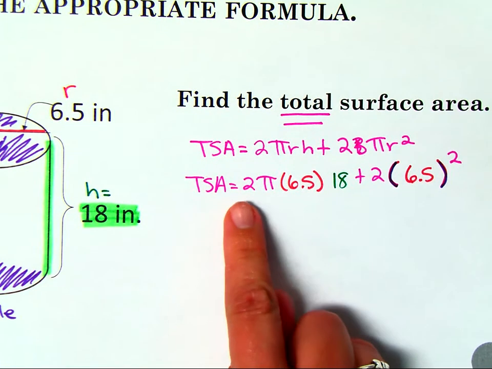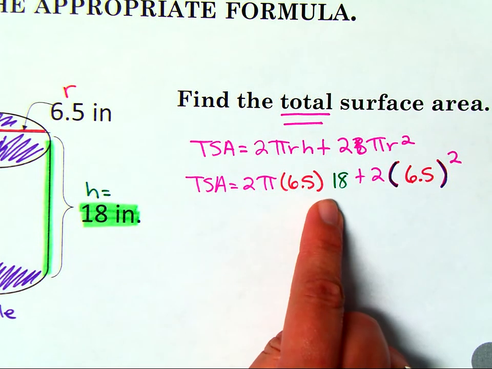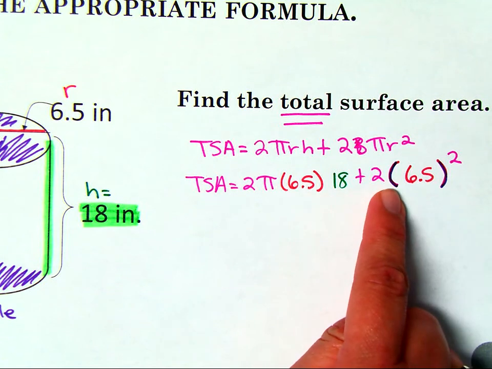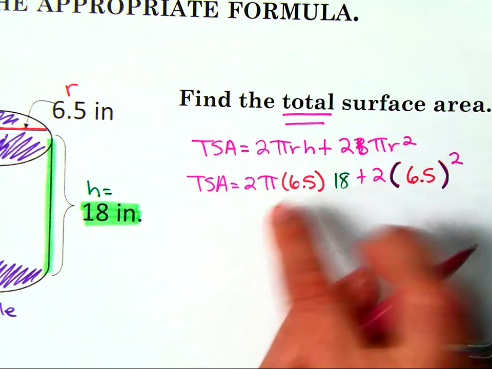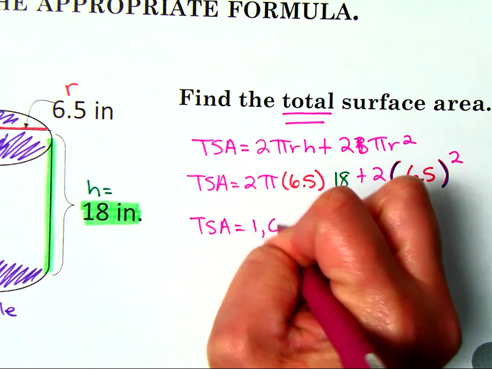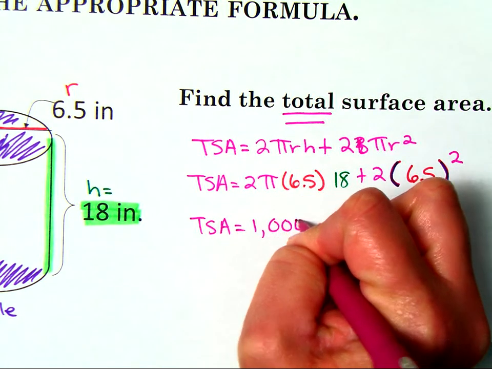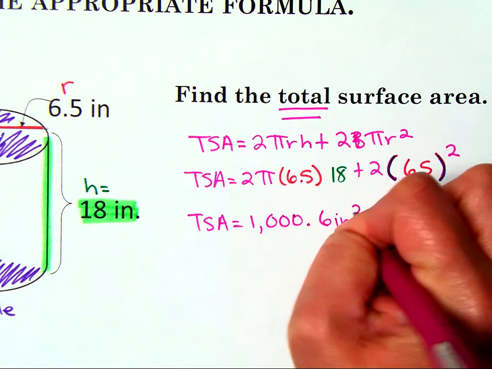So type into your calculator 2 pi times 6.5 times 18 plus 2 times 6.5 to the second power. Let's see what you get. So go ahead and work that out and come back when you're ready. All right, hopefully you've got to type that in your calculator. There's a lot of little elements, but when you type that in, you should have gotten 1,006 and my units are inches squared.